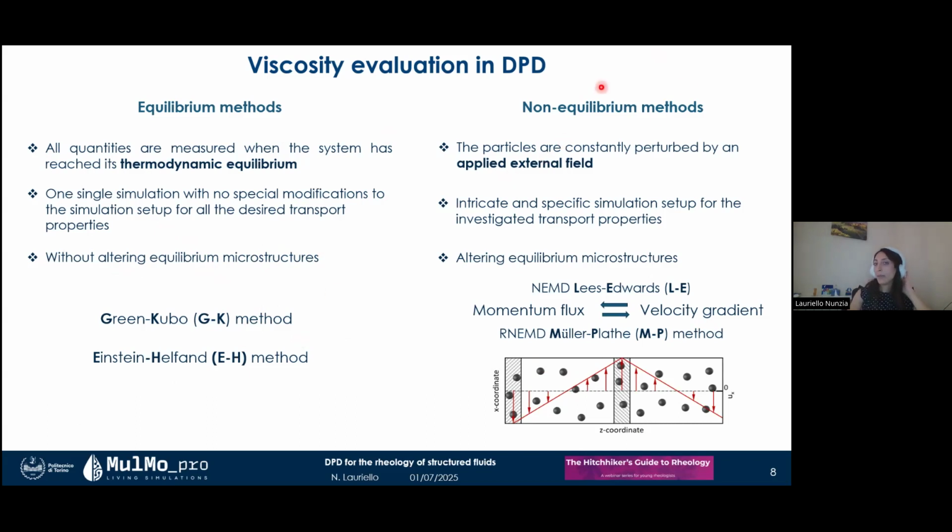On the other hand, non-equilibrium methods are characterized by a perturbation to the system. The particles are constantly perturbed by an applied external field. There is need for intricate and specific simulation setup for investigated transport properties, and equilibrium microstructures are altered in this case. In the case of standard non-equilibrium methods, such as the Lees-Edwards approach, a velocity gradient is imposed to the system and then the viscosity is computed by measuring the momentum flux. The Müller-Plathe method acts in a reverse way, a reverse non-equilibrium molecular dynamics technique, where the viscosity is computed by measuring the velocity gradient after imposing a momentum flux to the system.